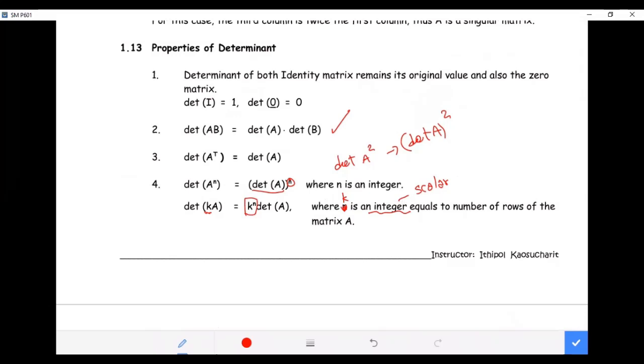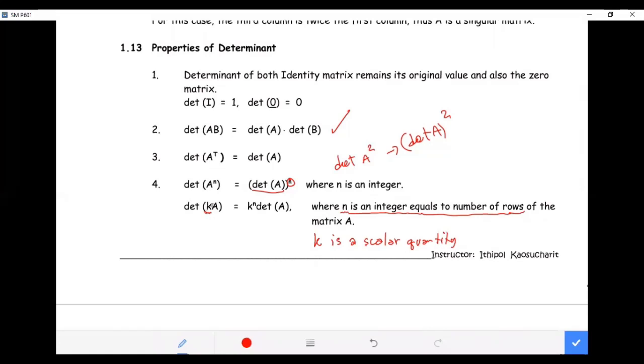With n. I'm sorry, I'm gonna have to fix myself. I think my n is already correct. n is an integer equal to the number of rows. This is correct already, but I forgot to write what k is. I need to write here: k is a scalar quantity. Okay, k is a scalar quantity.